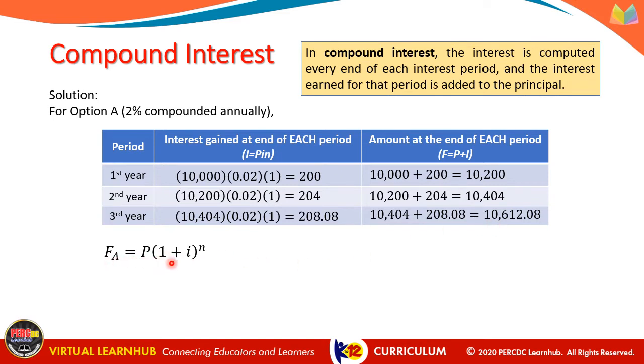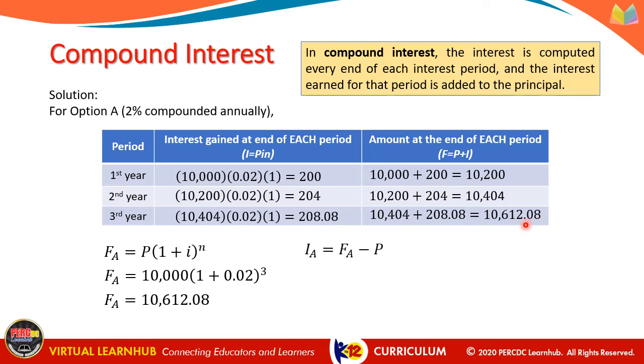Okay? We can actually get this same answer if we just use the formula F is equal to P times quantity 1 plus I raised to N. I just use here the subscript A to note that this is the future value that we will have if we consider option A. Okay? Future value is equal to 10,000 times 1 plus 0.02 raised to 3. Okay? That's 10,612.08. The same with this one.